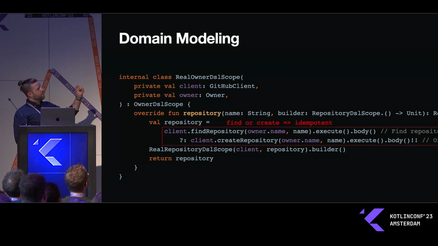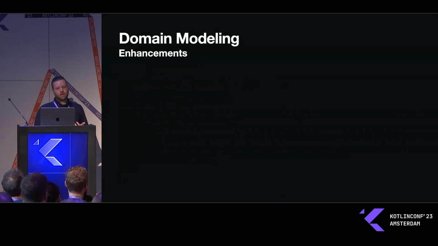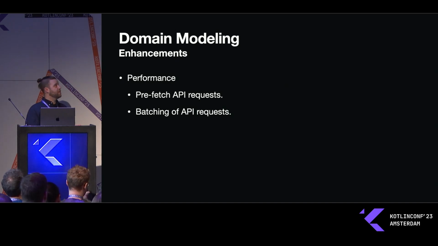And that block of find or get is what gives us our idempotent behavior, where if the repository already existed, it would find it. So there are some enhancements that we could make to this DSL. We might talk about some performance enhancements. Maybe we want to do some prefetching of information. Maybe we want to do some batching of API requests.